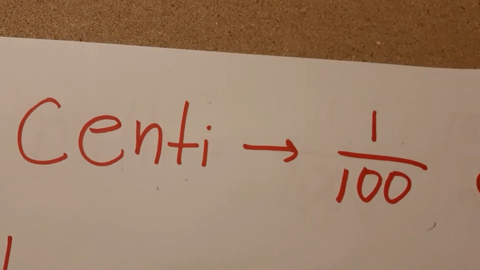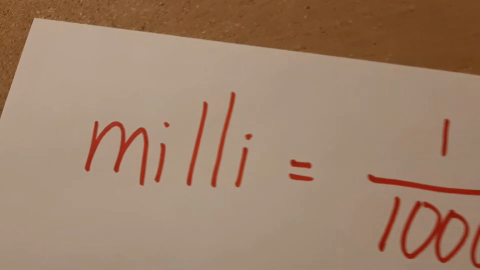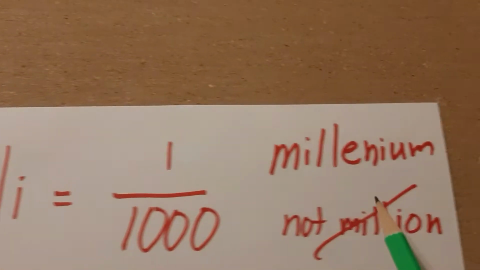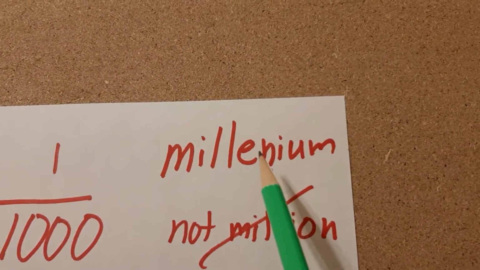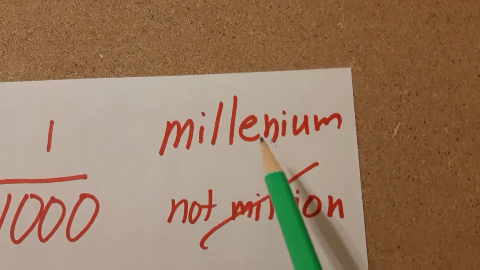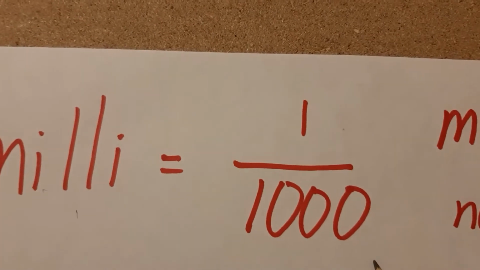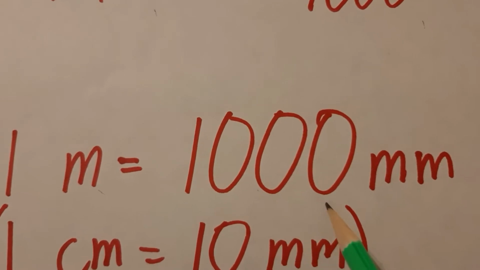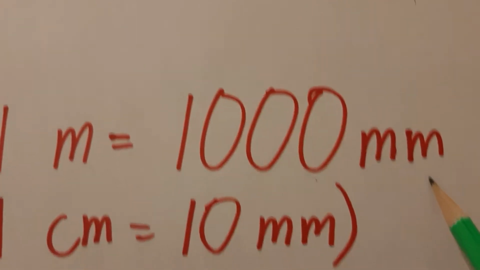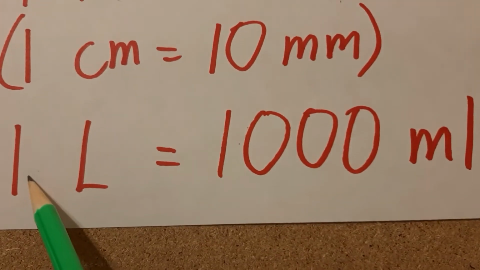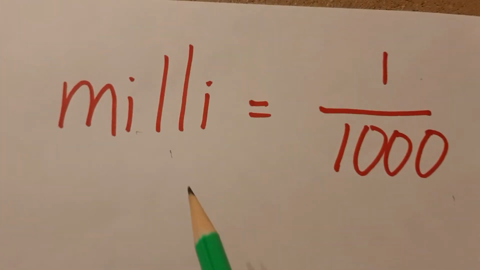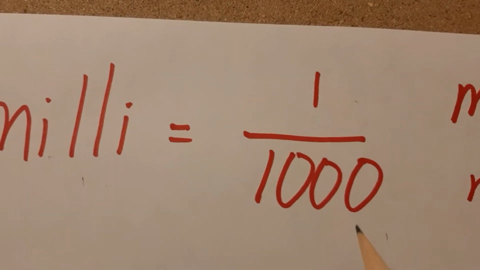Take a look at another one. Milli. Now you know the word milli from millennium. A millennium is 1,000 years. Now don't get this confused. It's not a million. It's 1,000 like millennium. So milli means 1/1,000th. So if we have a meter, that's going to equal 1,000 millimeters. If we have a liter, it's going to equal 1,000 milliliters. You just have to remember that milli equals 1,000.